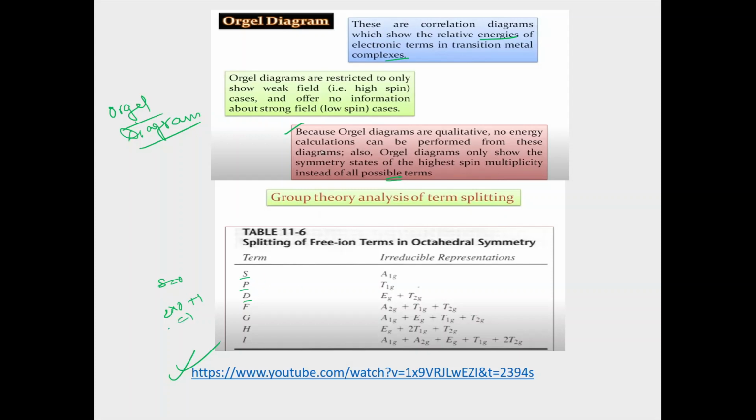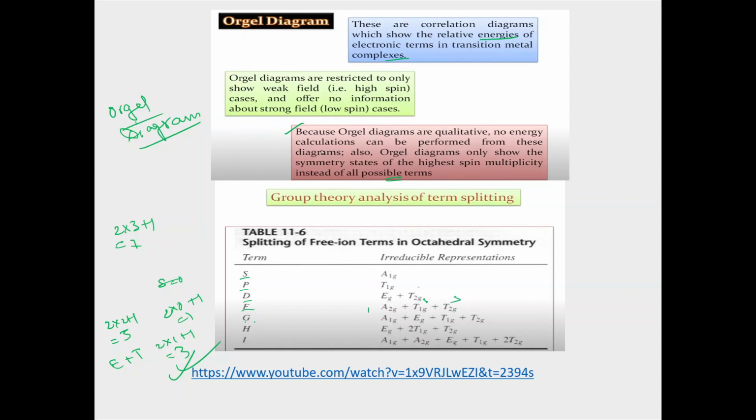If it's P, then it is 2 into 1 plus 1, that is 3. So T means this is triply degenerate. If it's D, then 2 into 2 plus 1, that is 5. And for 5, E is doubly degenerate and T is triply degenerate, which can make a total of 5. If it's F, then it's 2 into 3 plus 1, that is 6 plus 1, 7. So for 7, A means 1, T1g 3 and T2g 3. So these are the 7 states.